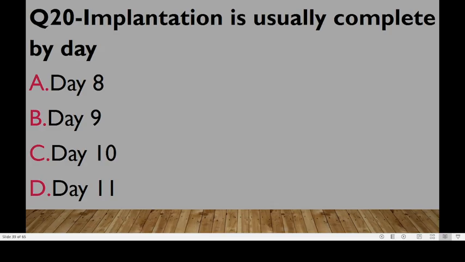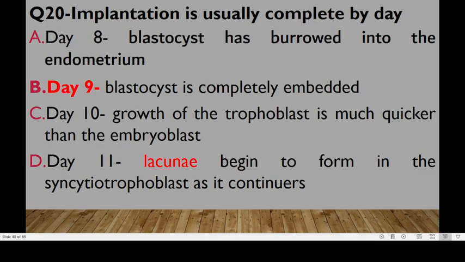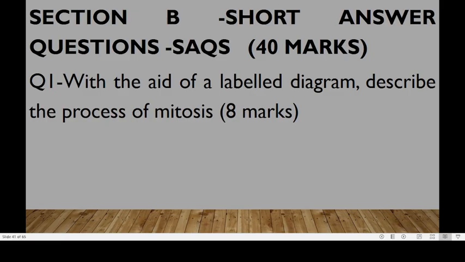Implantation is usually complete by day, well, at day 8, the blastocyst has just burrowed into the endometrium, and we expect the blastocyst to be completely embedded by day 9. Remember, day 10 is where the growth of the trophoblast is much quicker than the bilaminar embryonic disc. And day 11, we have lacunae beginning to form in the syncytial trophoblast as it continues to expand in order to establish that uteroplacental circulation. So these were some of the short answer questions.